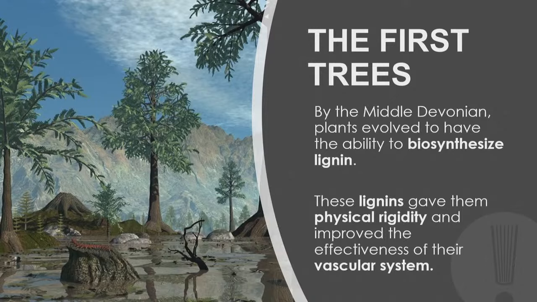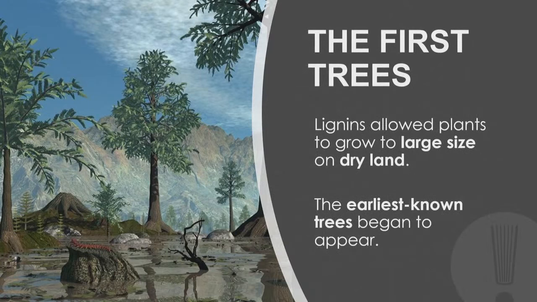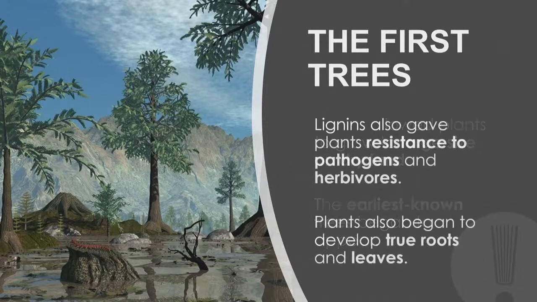So here in the Middle Devonian, plants evolved the ability to biosynthesize lignin. That's the stiff, fibrous part that gives structure and rigidity to the plant and improves the effectiveness of their vascular systems. Lignins also allow them to grow to larger size and hold themselves up. It's kind of like a backbone in a way, except on the outside and all throughout the plant. The earliest known trees began to appear during this period. The lignins also gave plants resistance to pathogens and herbivores, made them harder to chew up. This was a time when insects had started to evolve onto land from crustaceans and whatnot in the seas, and started to consume a lot of these plants.